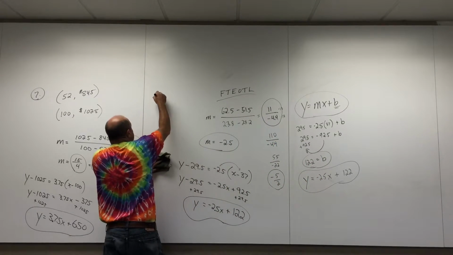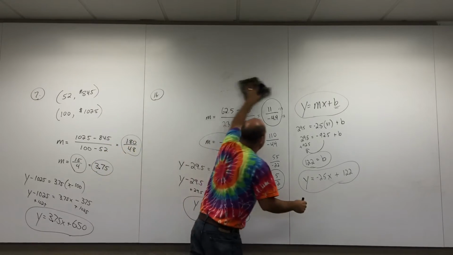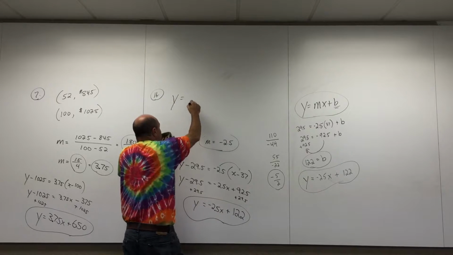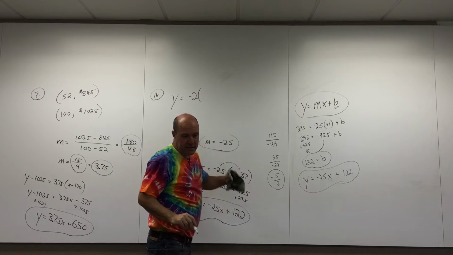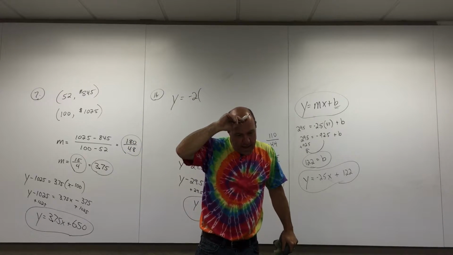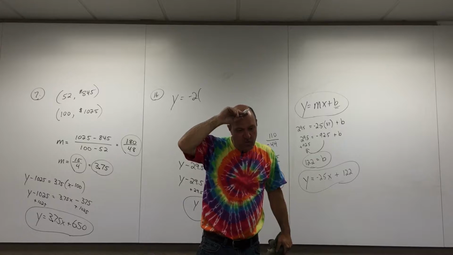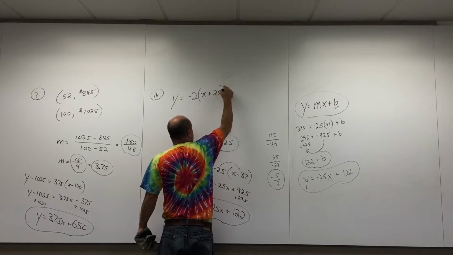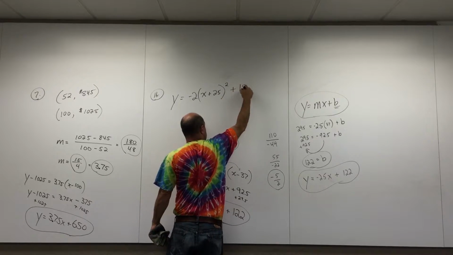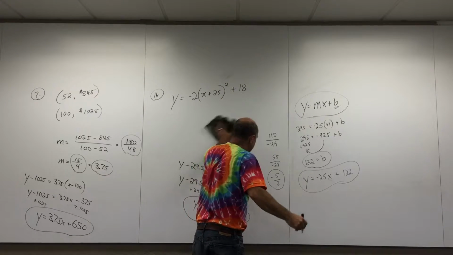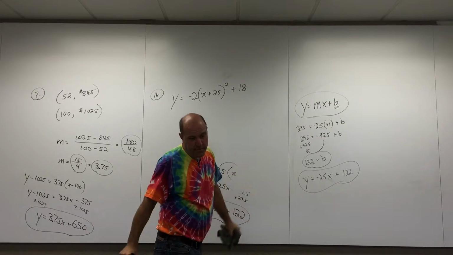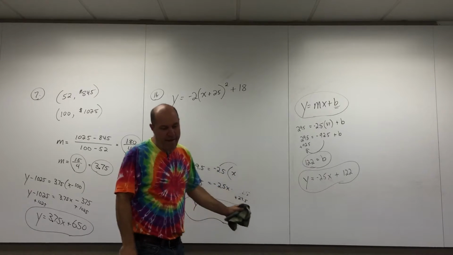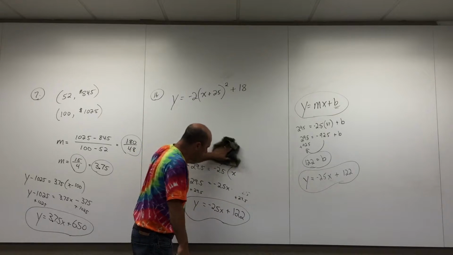All right, so 16 on this piece of paper, they give me a function. It's y equals -2 times (x plus 25) squared plus 18. And basically it says sketch a graph, and then label the minimum or maximum point on the graph.